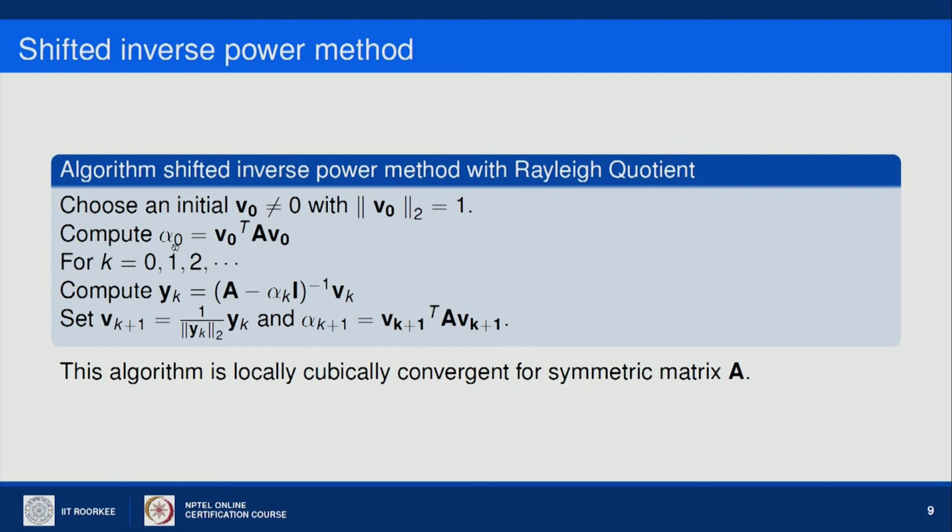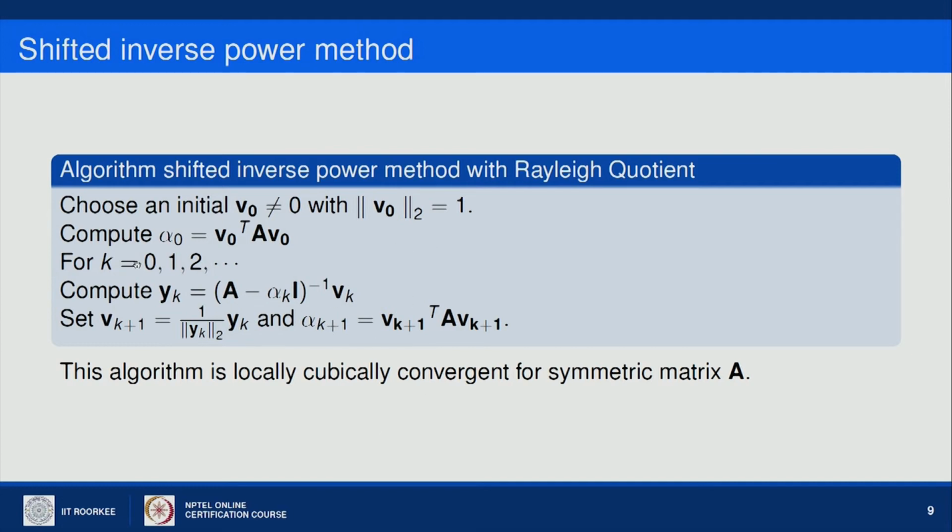Then compute alpha naught, which will be the Rayleigh quotient of this vector V naught, that is V naught transpose A V naught. Now, for k equals 0, 1, 2, compute yk. So, yk will become (A minus alpha k I) inverse into vk. Set vk plus 1 as 1 upon norm of yk times yk, and then alpha k plus 1 can be updated as vk plus 1 transpose A vk plus 1.